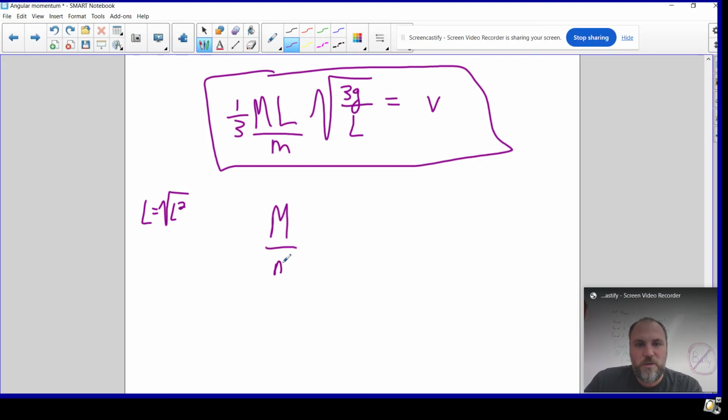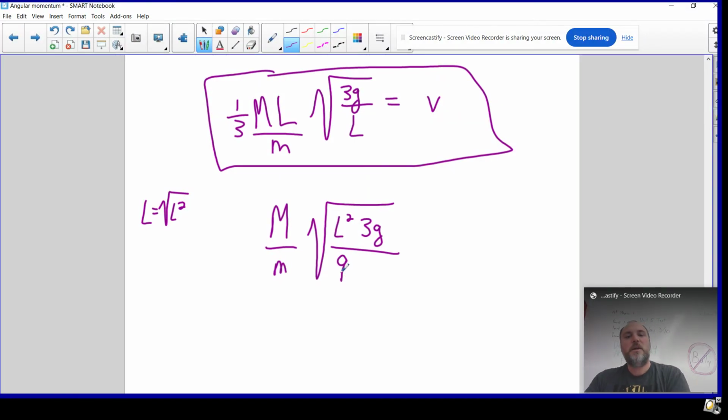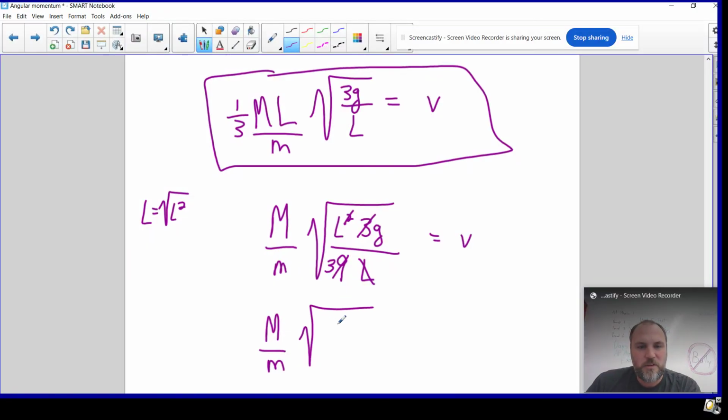I have the ratio of the masses there, big M and little m. Inside of the square root, I'm going to put L squared to take care of that L to the first power. I've got 3g in the numerator. I'm bringing this 3 into the square root, so I would put a 9 there. And then I have that L on the bottom. So if I wanted to simplify this out, one of those L squared would cancel with the L on the bottom. I could also say 3/9 is 1/3. And this looks like the ratio of the masses times the square root of gL over 3.